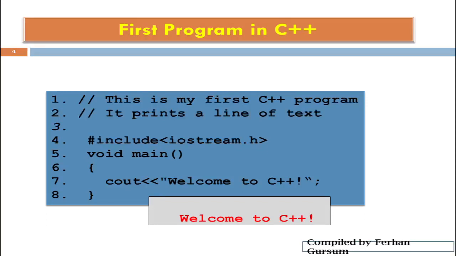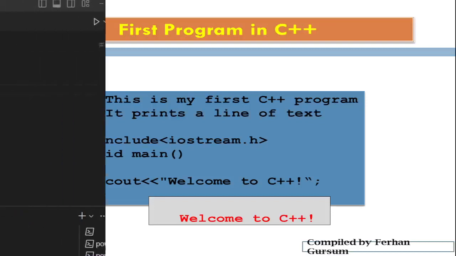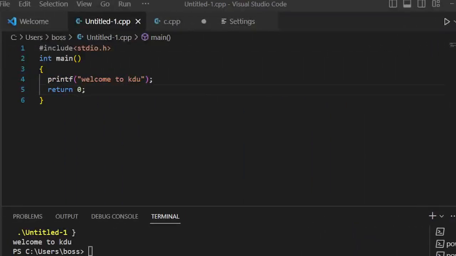Include stdio.h. If we use stdio.h, we have to use printf instead of cout. Also we can use include iostream without .h, okay? Let me show you. For example, we can use it like this. Include stdio.h, then int main, it opens the brace, then printf welcome to KDU, which means Welcome to Abdullah University.